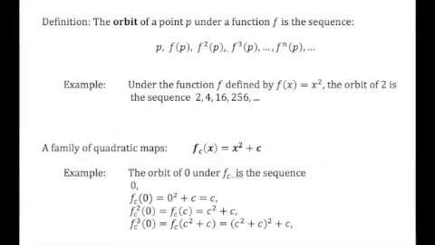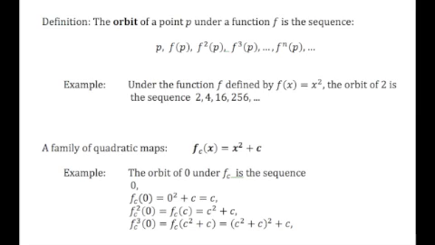To define the Mandelbrot set, we start with the notion of an orbit. The orbit of a point P under a function f is the infinite sequence obtained by starting with P and repeatedly applying the function f. Thus the sequence is P, f of P, f of f of P, f of f of f of P, and so on. For example, if f is the function defined by f of x equals x squared, the orbit of the point 2 is the sequence 2, 4, 16, 256, and so on.